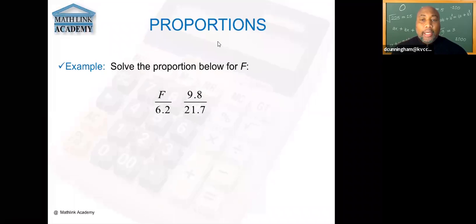Now what I want to look at is the comparison of two proportions. We'll look at the word proportion or ratio numbers, where we have an unknown for the numerator or sometimes for the denominator, and the other three numbers are known. So we say f over 6.2 is equal to 9.8 divided by 21.7. I want to find what is that f value that makes it equal.